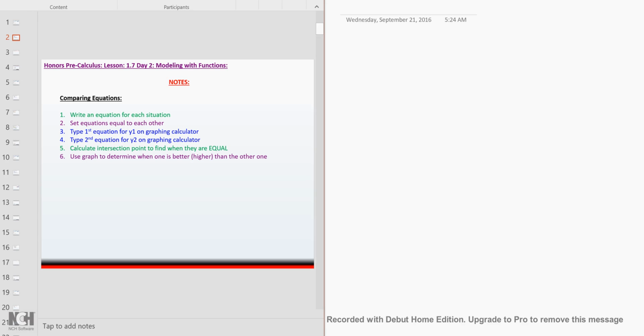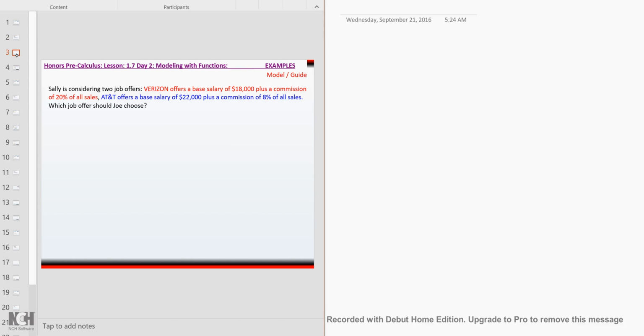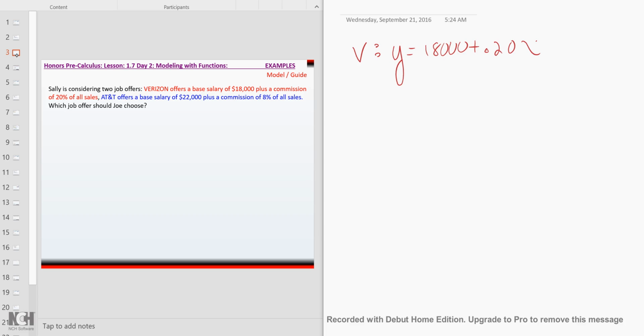We're going to type the first equation into the graphing calculator for y1, the second for y2, and then we're going to calculate when they're equal. So as an example, it says Sally is considering 2 job offers. Verizon's equation would be they're offering a base salary of $18,000 plus 20% of all sales. I don't know the sales, so I call it X, and of means multiply.